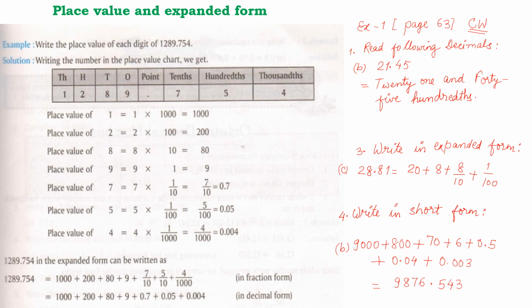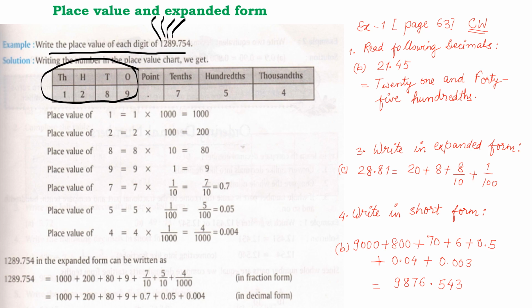Moving on to the next part, place value and expanded form. Place value and expanded form of general numbers you have already studied. What happens when we have a decimal in them? Look here. Write the place value of each digit of 1289.754. When you make the chart, 9 is at ones place, 8 is at tens place, 2 is at hundreds place, and 1 is at thousands place. That's what they have shown here.